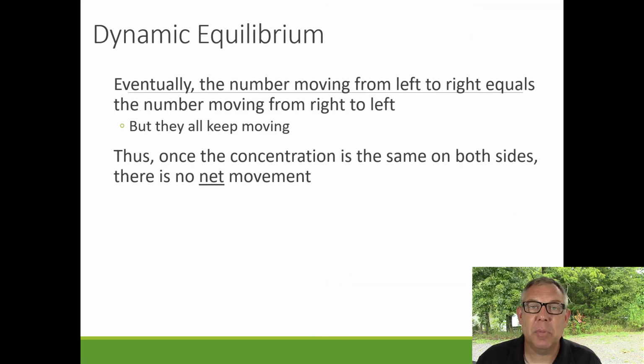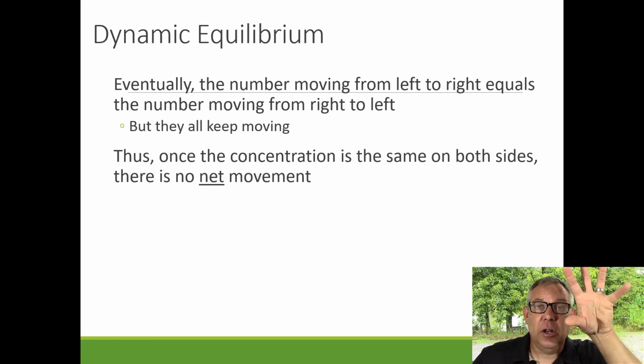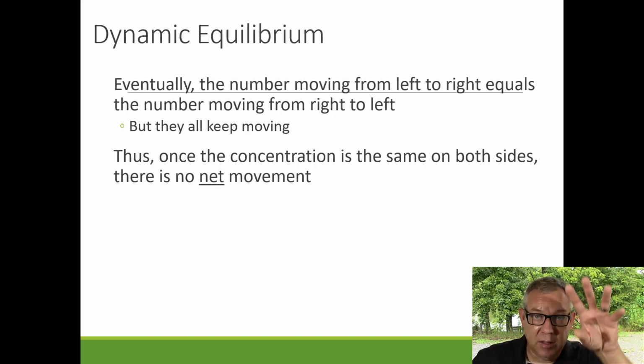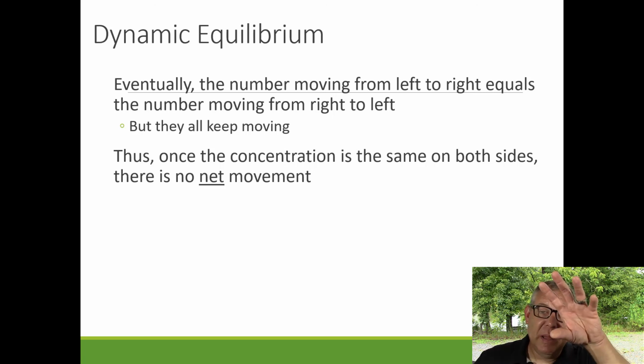And so eventually the number moving from one side to the other equals the number moving from the other to the first side, but they all keep moving. When you start out, you do have a net movement. And so if you have a high concentration of oxygen outside your cell, it's going to diffuse into your cell. So there's a net movement into your cell. But once the concentration's equal inside and outside your cell, the oxygen molecules keep moving, but just as many move in as move out, so there's no net movement.